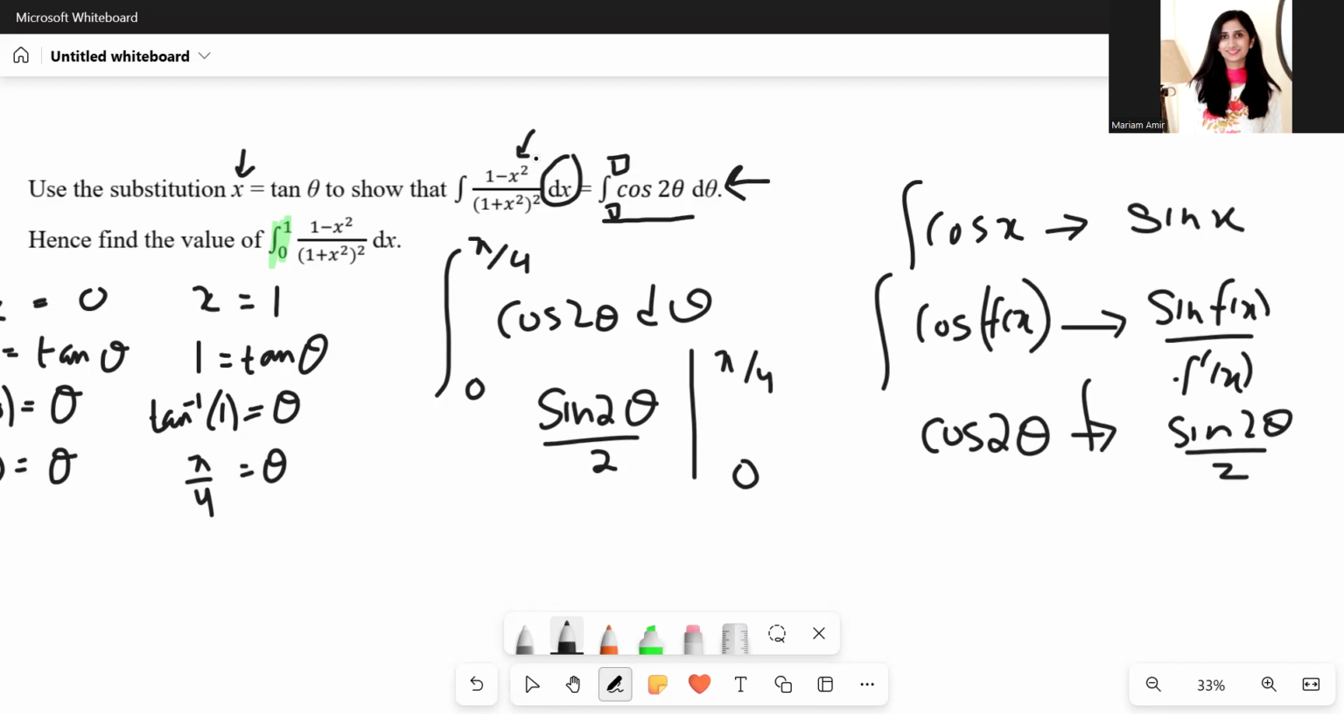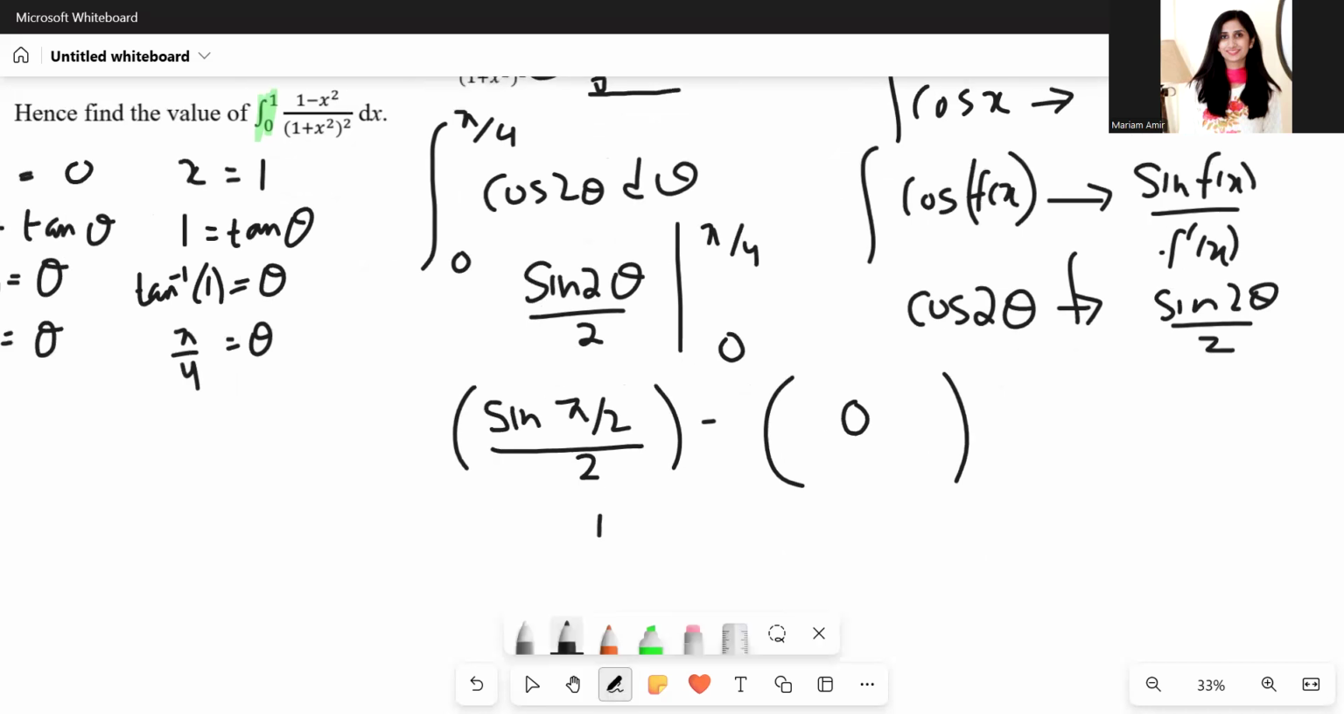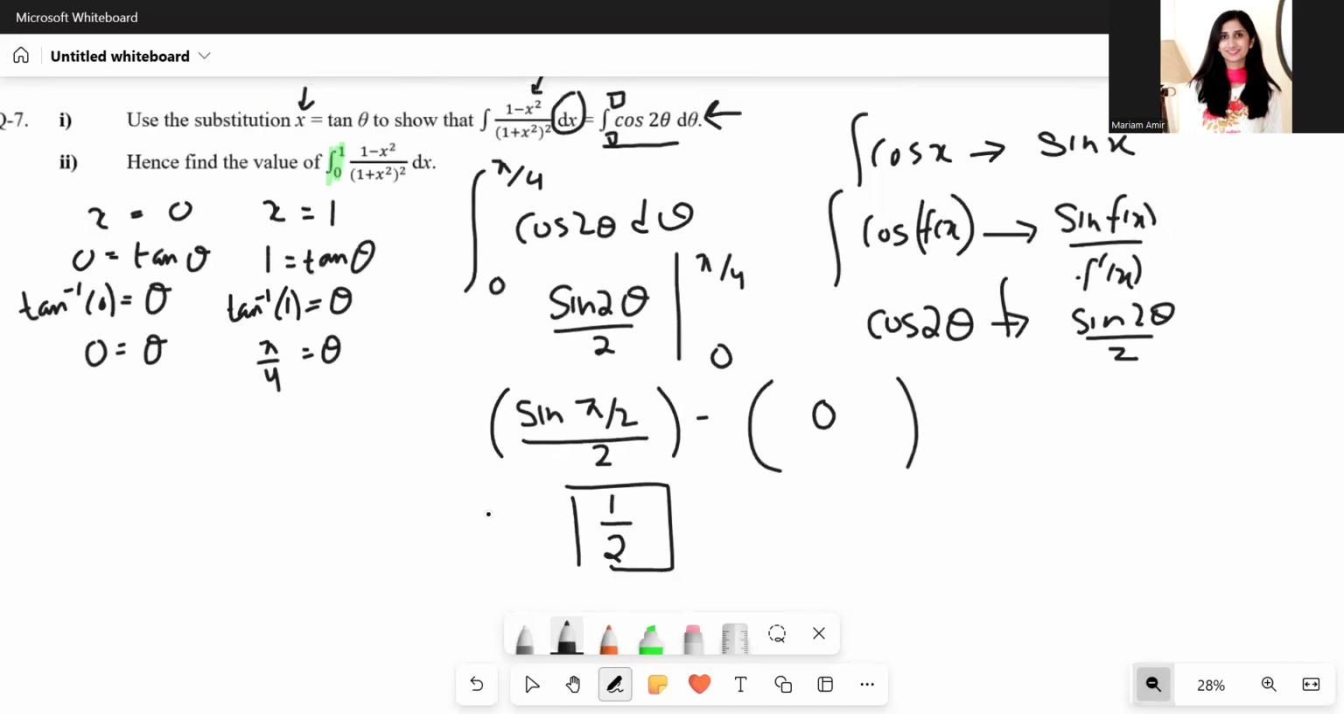Now let's substitute the limits. We'll substitute pi by 4, then we'll substitute 0. In fact, when we substitute 0, we get sine 0 upon 2, which is just 0. And now we're going to substitute pi by 4. So we get sine 2 times pi by 4, which is pi by 2. Okay. What is sine pi by 2? I believe it's 1. Let's check. Yes, it is 1. So we get 1 over 2. And that would be the final answer.